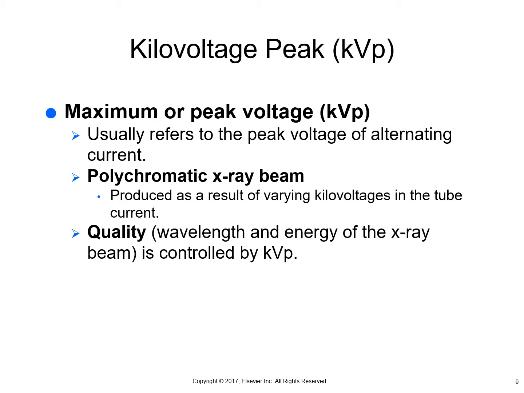The maximum or peak voltage usually refers to the peak voltage of alternating current. So when you see the current go up and down, it's at the peaks of those waves where the maximum peak is located. Oftentimes you'll hear the X-ray beam referred to as polychromatic. That just means that it's produced as a result of varying kilovoltage in the tube current. And quality, again, is the wavelength and energy of the X-ray beam controlled by the kVp.